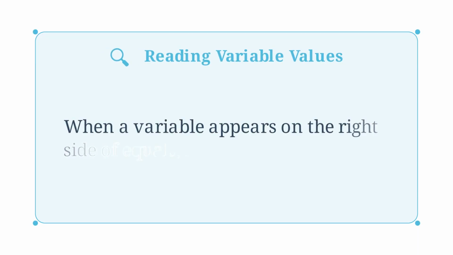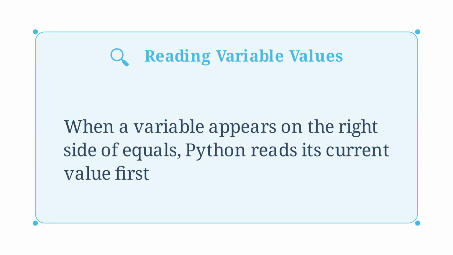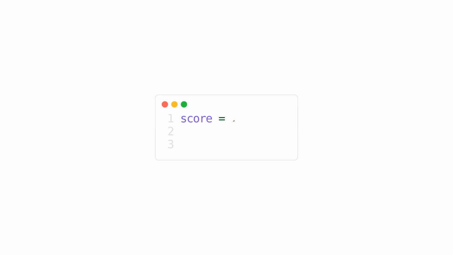Now here's where it gets really interesting. When Python sees a variable on the right side of the equal sign, it reads that variable's current value first. This lets us do some amazing things. Watch this magic. We start with score equals 15. Then Python processes score equals score plus 5 in 3 steps.